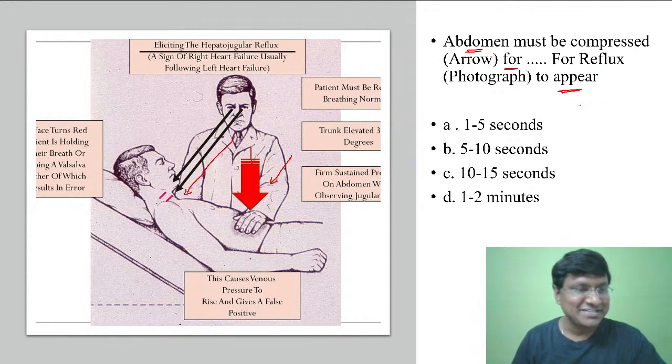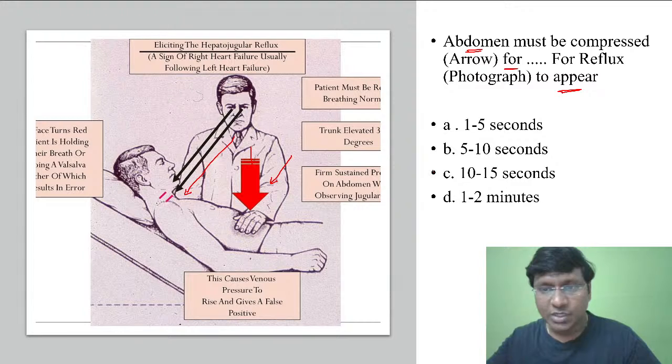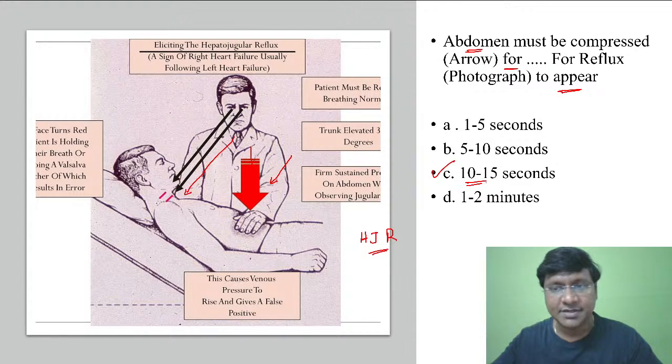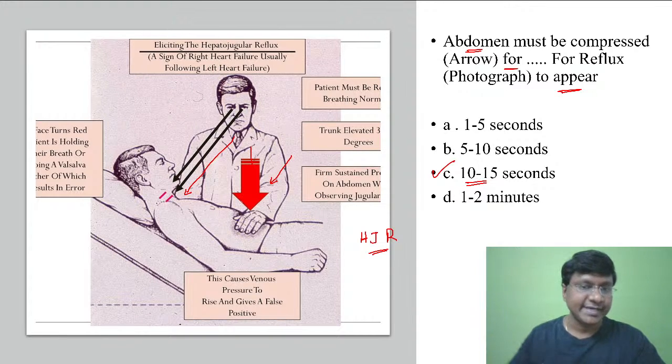Yes, Vaibhav. Right, who is that? Krishna Bhatt. Very good, Krishna Bhatt. So what is the name of this particular reflex? This is called the hepatojugular reflex. And in order to have the appearance of this hepatojugular reflex, you need to compress the abdomen for nearly 10 to 15 seconds. With that, you can observe that there will be a rise in the JVP.